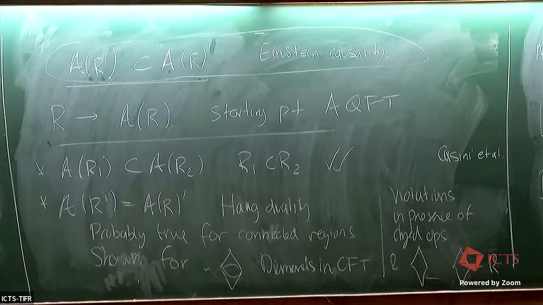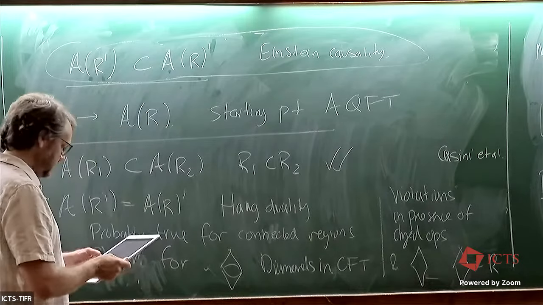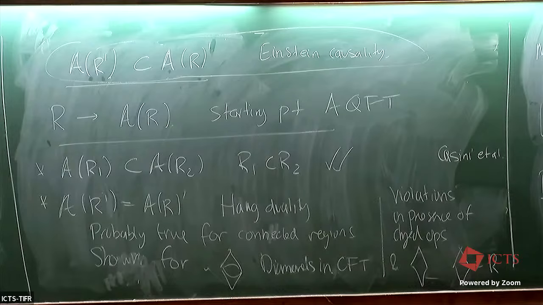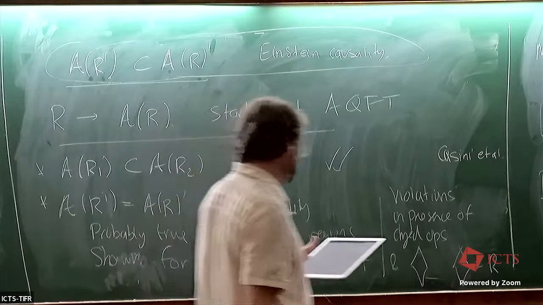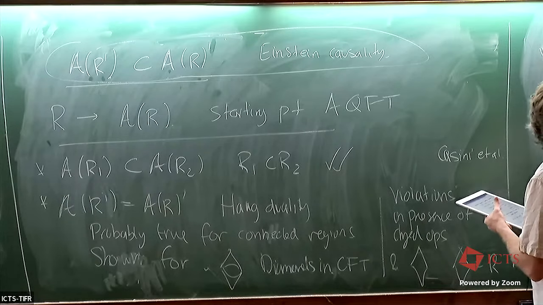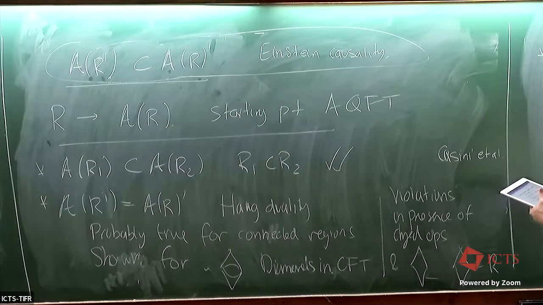If the region is not causally convex, yeah. So another thing. I don't think there's a huge distinction between those two, but that's something you would try to understand. So that's another reasonable thing I was going to add, which is A of R double prime is equal to A of R.